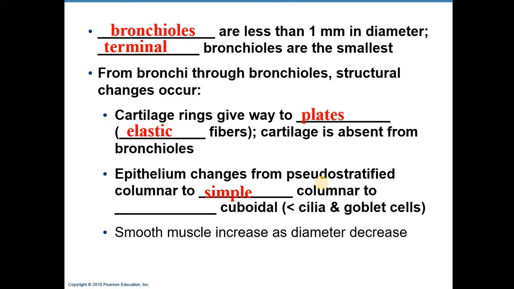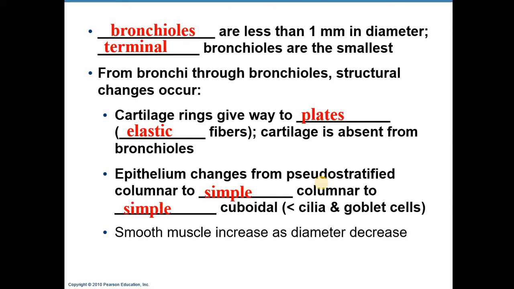From the bronchi through the bronchioles, the structural changes will occur. The cartilage rings give way to plates or elastic fibers. Cartilage is absent from the bronchioles, so keep that in mind. Also, the epithelium changes from pseudostratified to simple columnar. So as you move further down the tract, you have less cilia, less goblet cells. And simple columnar goes to simple cuboidal. So those are the changes.